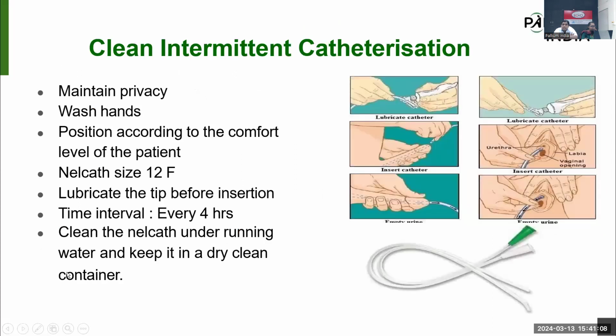Next one is ICC, or clean intermittent catheterization. Maintain privacy. Wash hands. Position according to the comfort level of the patient. Normally we are using a Nelaton catheter for the ICC. Normal size is 12, and lubricate the tip before the insertion. Time interval is every 4 hours. Clean the Nelaton catheter under running water and keep it in a dry, clean container.